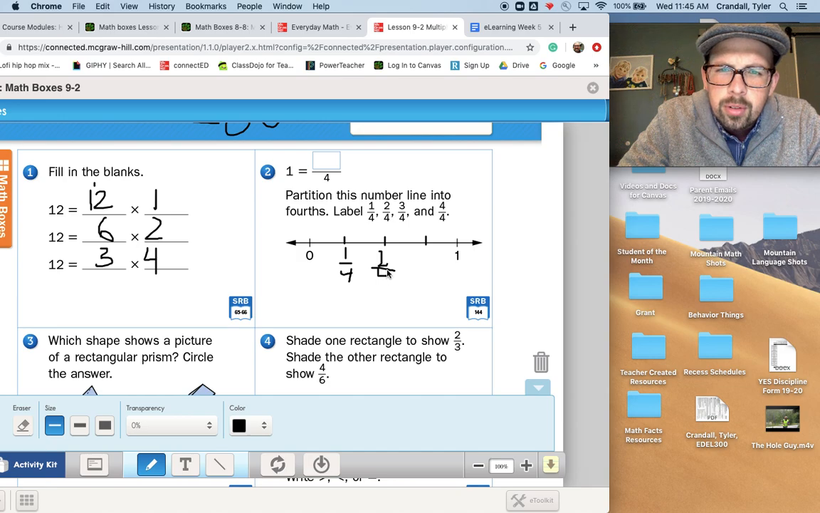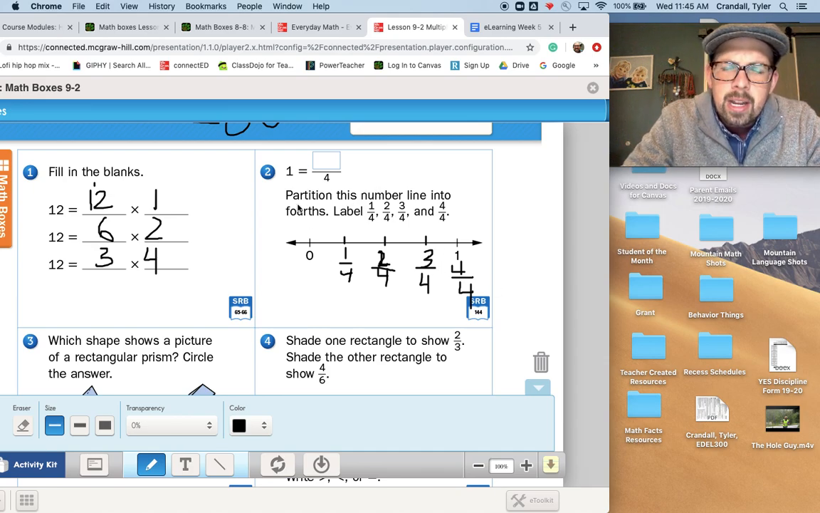That 2 looks pretty terrible. There we go. And now this one would be 3/4, and then all that's left to label is 4/4. If I had like a circle and all 4 pieces were colored in, 4/4, or the whole thing, would be colored. Now it says partition this number line into fourths. We did that. Label it 1/4, 2/4, 3/4, and 4/4. And up here it says that 1 is equal to what?